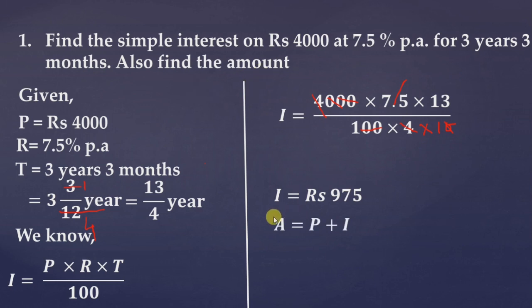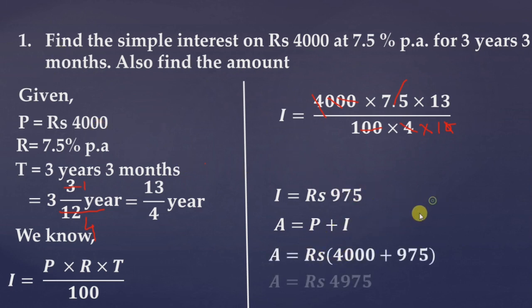Next I need to find the amount. The formula is P plus I. P means it's 4000, interest is 975, so A is equal to rupees 4975.